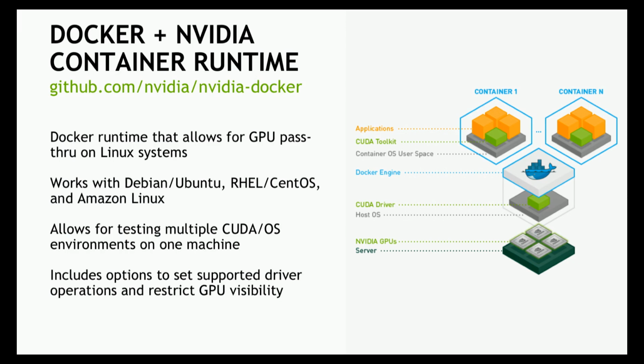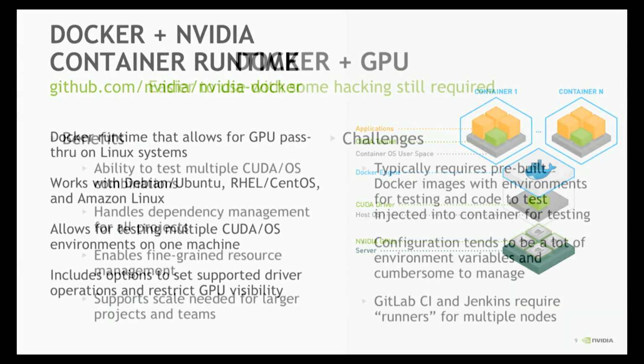So it allows that ability to do those different pairs of CUDA and operating system testing. You're still limited to whatever the driver version is on the machine, but it does allow you to test with all these different operating systems. As far as where it works right now, it's on Debian, Ubuntu, Red Hat, CentOS, and Amazon Linux. And it's at that GitHub, which I'll also have the link at the end. But the other important thing here is it does those driver operations, the resource management and GPU visibility, and the kind of things that we need for developers.